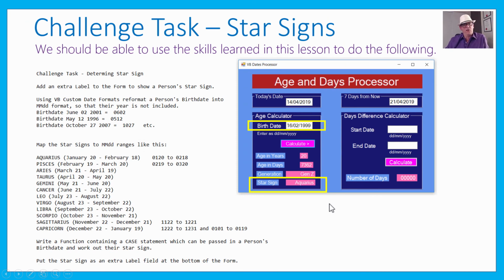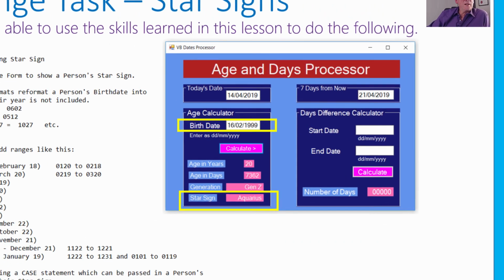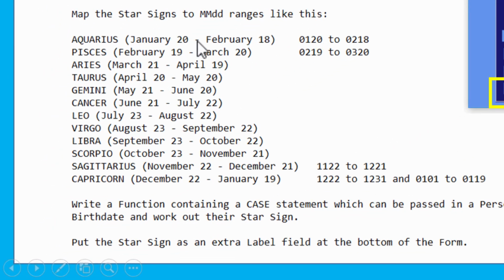So we've got a challenge task related to that called star signs. We need you to take on the challenge here, and after you've built the age and days processor and got it working, from their birth date we can add another label down here called lblStarSign. These are the dates for the star signs from our horrible horoscopes lesson. If we code those as just the month and then the day, so January 20, the first month, is 0120, up to the second month, 0218. So we're just going to code these ranges like this.